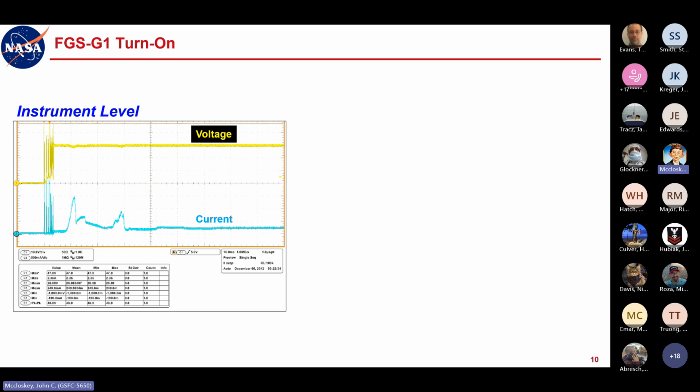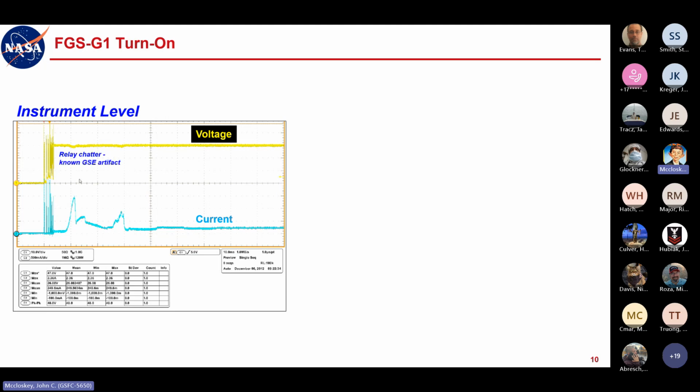During instrument level testing, and this is the fine guidance sensor guider 1 channel, they were all pretty similar. The front end of all three channels or sub-instruments of the FGS instrument was pretty much all the same. So all of these turn-on transients look pretty much the same.